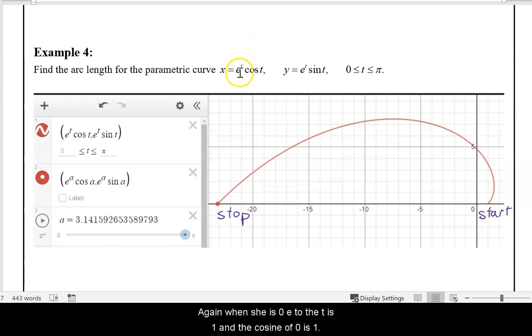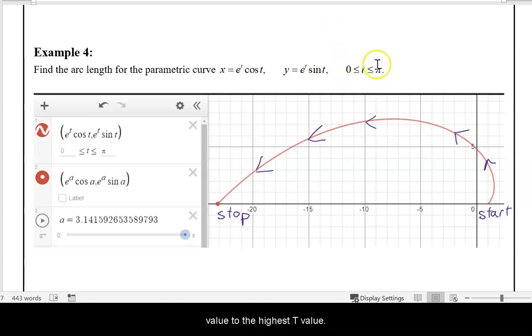Again, when t is 0, e to the t is 1, and the cosine of 0 is 1. Sine of 0 is 0, and that's what gives us this as the starting point. That means that it starts here and traces it in this direction, the counterclockwise direction. Remember that when you produce a parametric curve, you need to give the orientation, which is the direction in which the curve is traced from the lowest t value to the highest t value. You can also indicate them with the words start and stop, or begin and end.